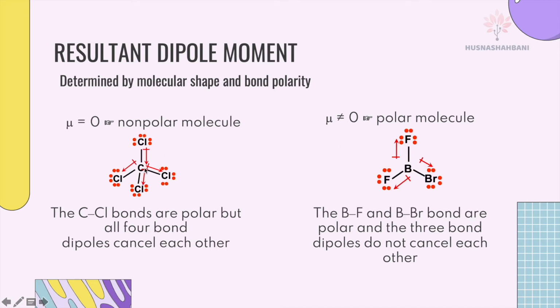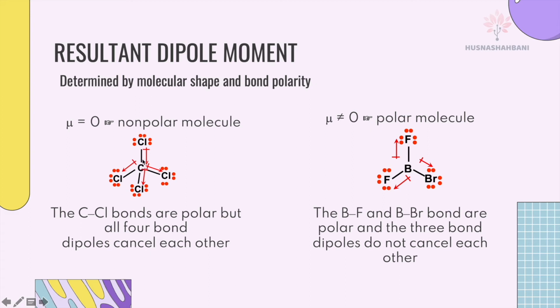Next, CCl4. Carbon and chlorine form a polar bond. This is a polar bond because the electronegativity of carbon and chlorine are different. Chlorine is more electronegative than carbon.